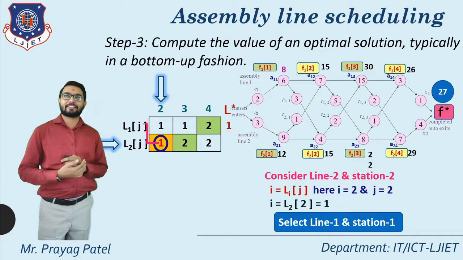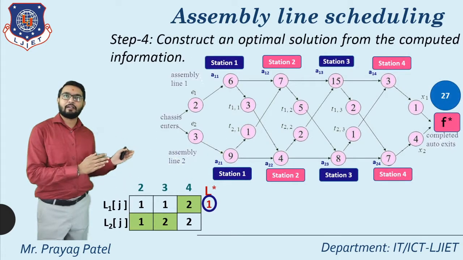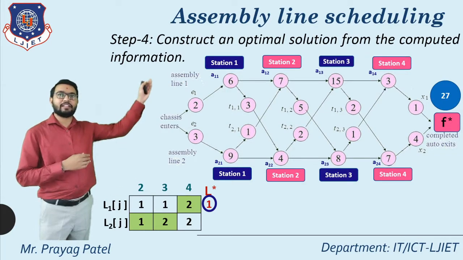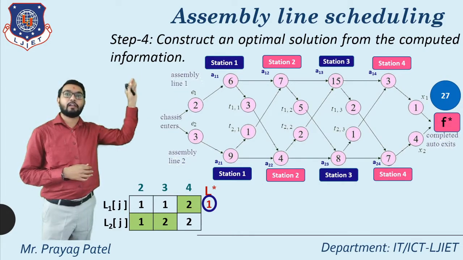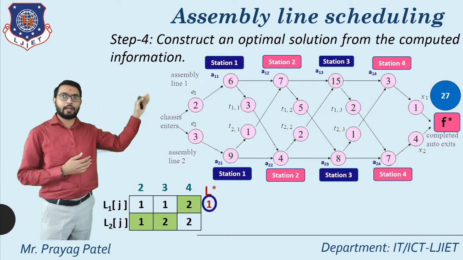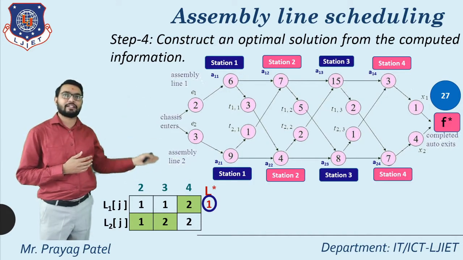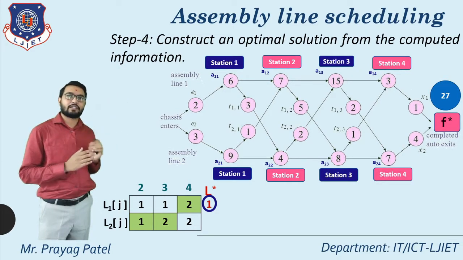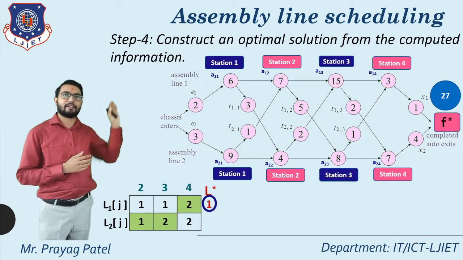Now consider the next step. In the given table the last value is 1. So consider the station numbers in this figure. Here station number 1, then station 2, then 3 and 4. In both line number 1 and line number 2, the same stations are there. So the first station is station number 1 for both lines. The next station is station number 2 for both lines, the next is station number 3 for both lines, and the last one is station number 4.